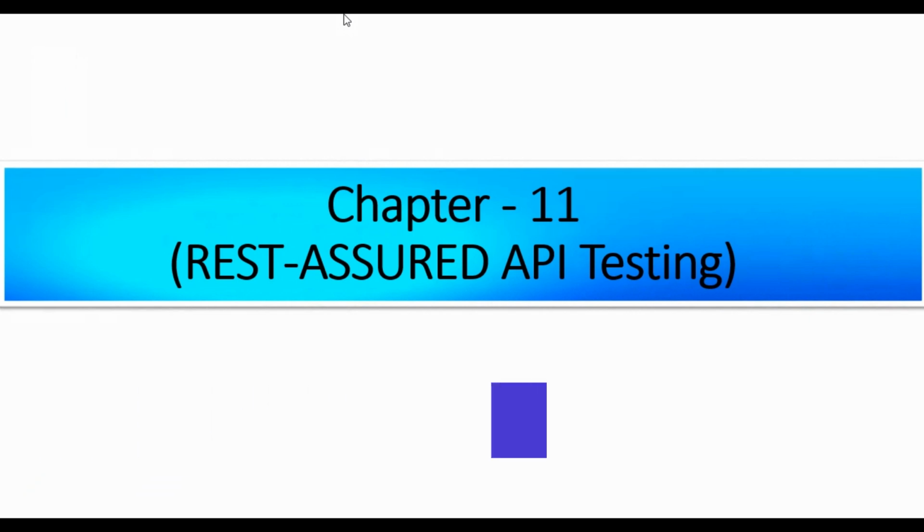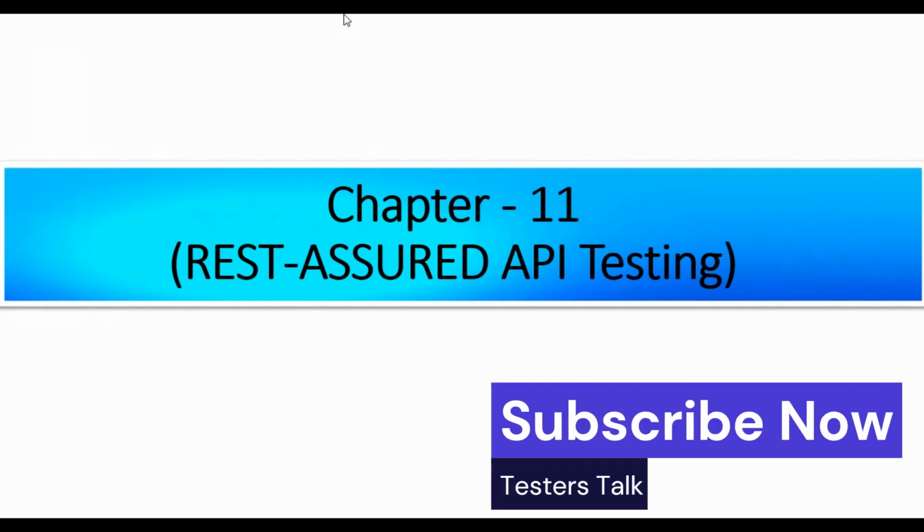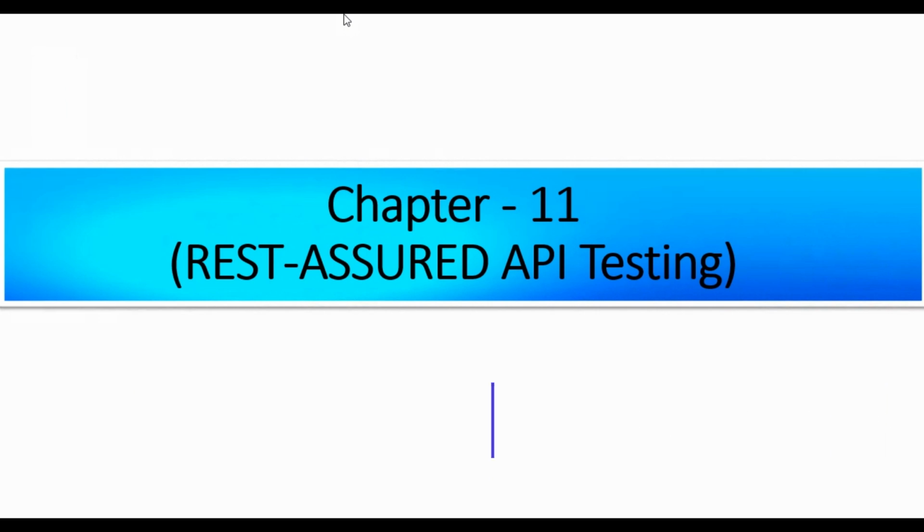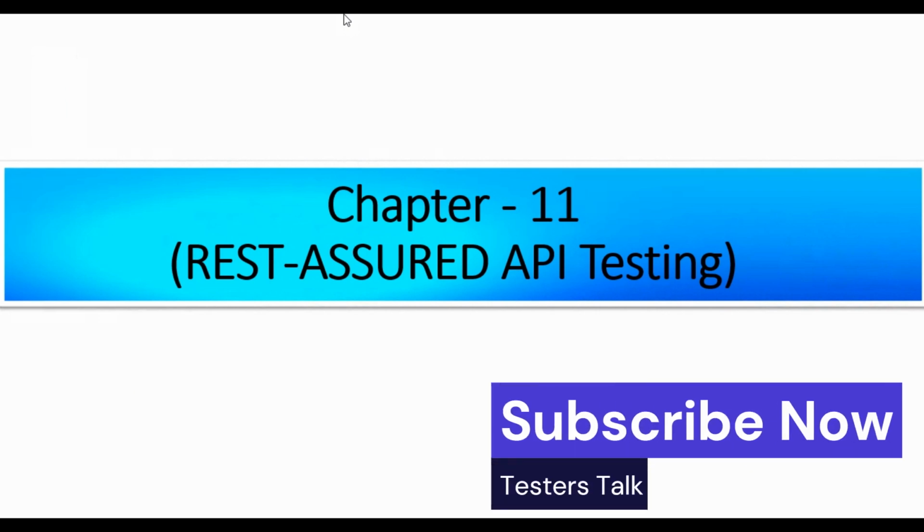In the previous REST Assured API testing tutorial, I discussed how to perform data-driven testing using a JSON file, Excel file, and CSV file.